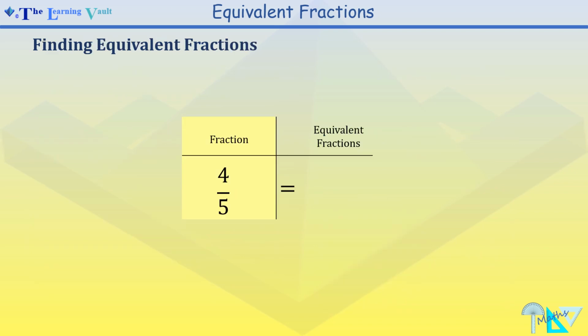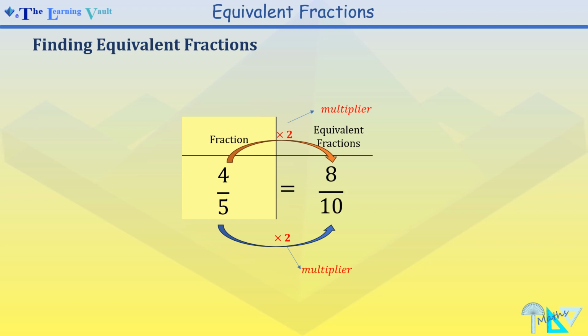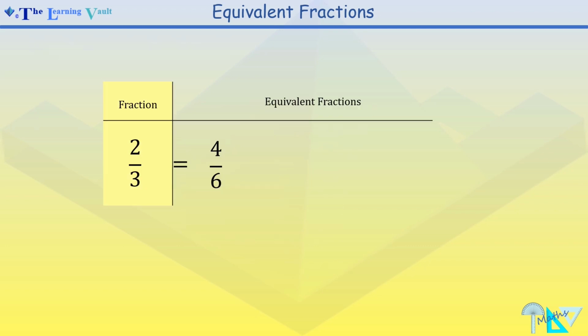Now, to find the equivalent fraction of 4/5, we'll multiply the numerator and denominator by the same natural number. In this case, we'll be using 2. And this will give us 8/10. In this case, we have 4/6 is equivalent to 2/3 by multiplying both numerator and denominator by 2.